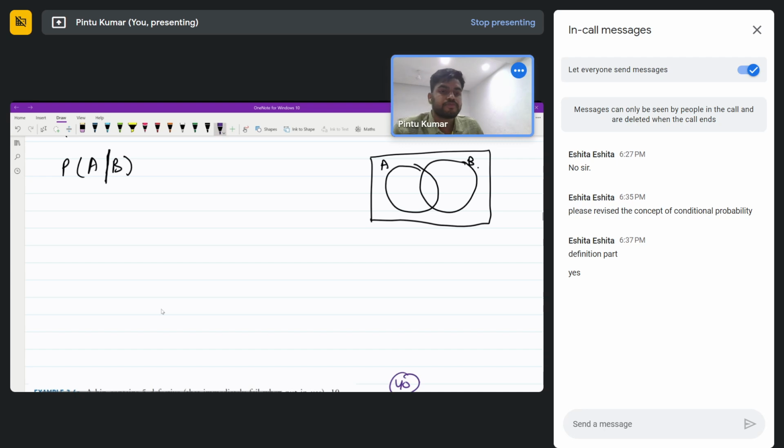Now, what does A given B mean? That you know that B has already occurred. So the information available with you is that B has already occurred. So if you look at the total number of possibilities that can occur, that is n of B. So n of B is your total number of outcomes.